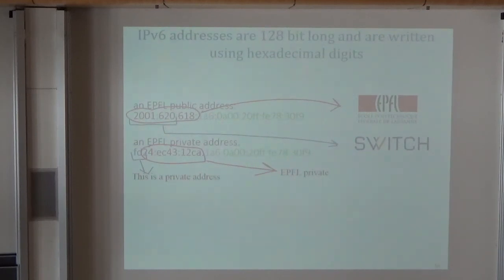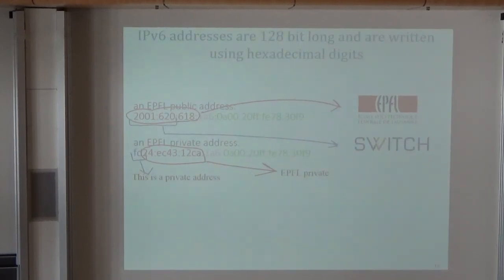Now, the difference with previous is that 2001 620 is the prefix of SWITCH, the internet service provider that serves all Swiss universities, which means that all Swiss universities have something in common, 2001 620. So when a router in the middle of the internet, for example, in the middle of the US, is forwarding a packet to a Swiss university, all it needs is to know how to reach SWITCH. So it has one entry for 2001 620, which is the correct thing to do because we are served by SWITCH and SWITCH connects to the backbone providers. So this is exactly the thing to do.